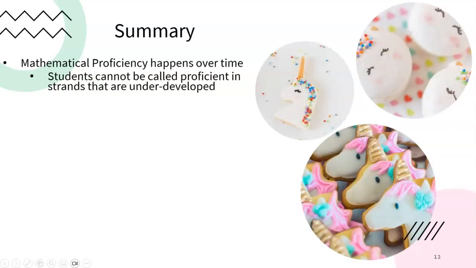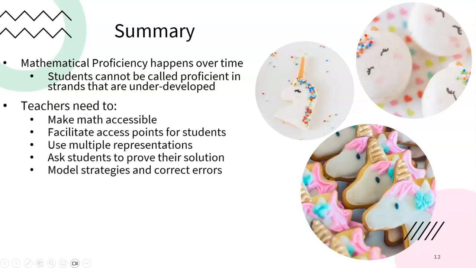In summary, proficiency happens over time, and a skill cannot be proficient if it is underdeveloped and students cannot move to the next strand. And this is true for all ages, grades, and models. Teachers need to be able to make math accessible to their students, facilitate access points. They need to also make multiple representations and ask their students to prove their solution, as well as model strategies and correct errors, so no further mistakes are made.